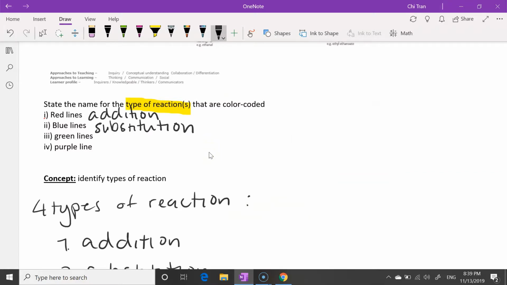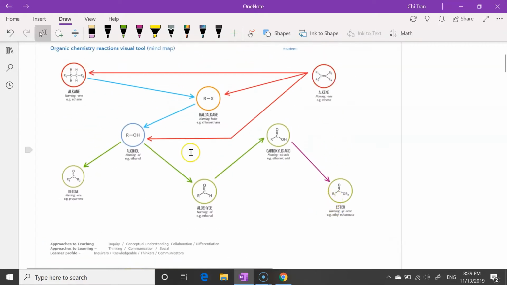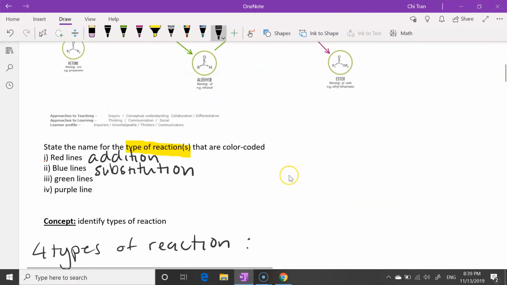And thirdly is oxidation. So remember, we need a bond to an oxygen, a single bond to oxygen, which is alcohol. And you can see how the green arrow leads to molecule with double bond to oxygen. So green arrows are oxidation.